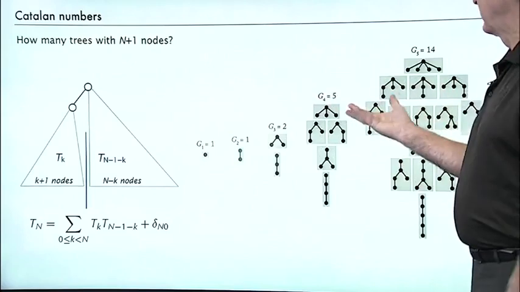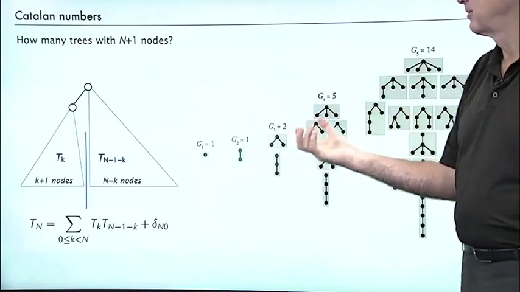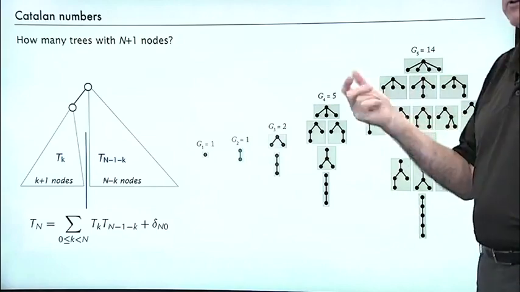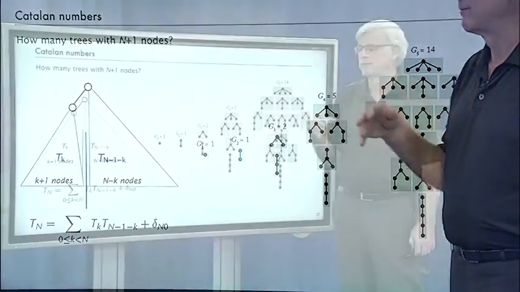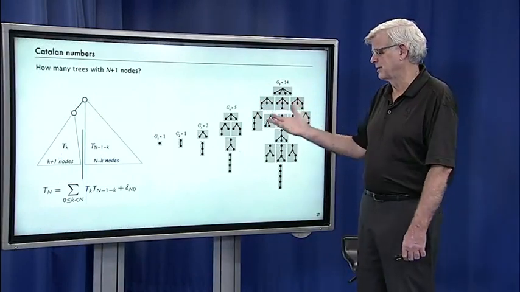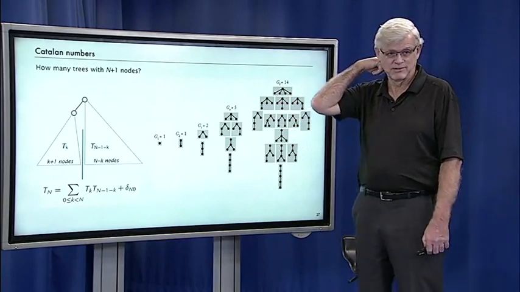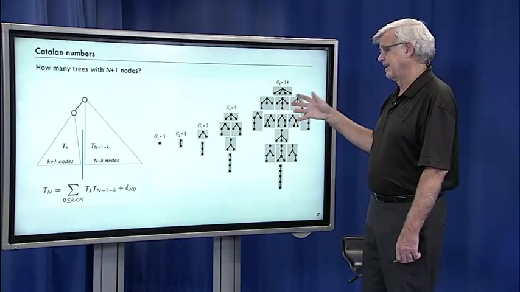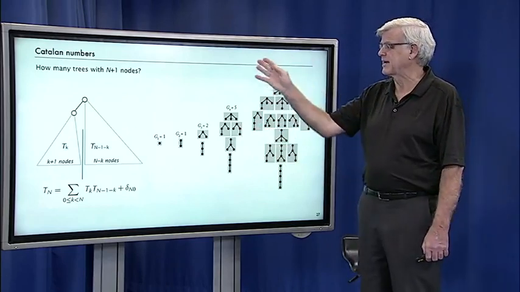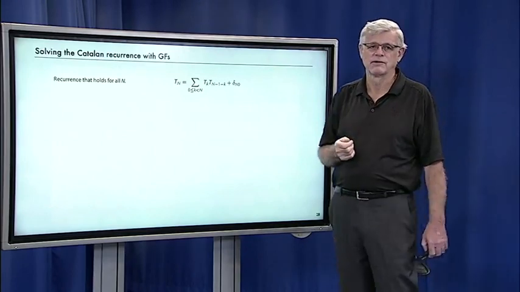Here's another one. How many trees with n nodes? A tree is a node connected to a forest of trees, to any number of trees, so it's not restricted to be just 2. And again, we'll talk in detail later in the course about trees and binary trees. But for now, I just want to point out all the possibilities and that it satisfies the same recurrence. So Catalan numbers describe a lot of combinatorial objects of interest.